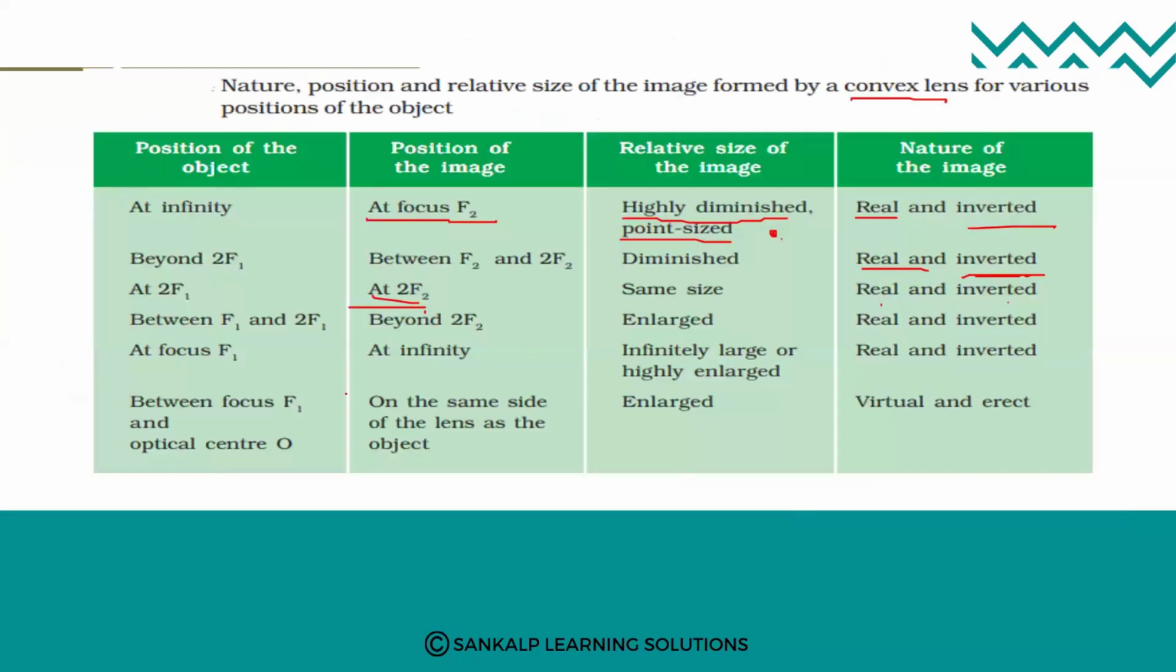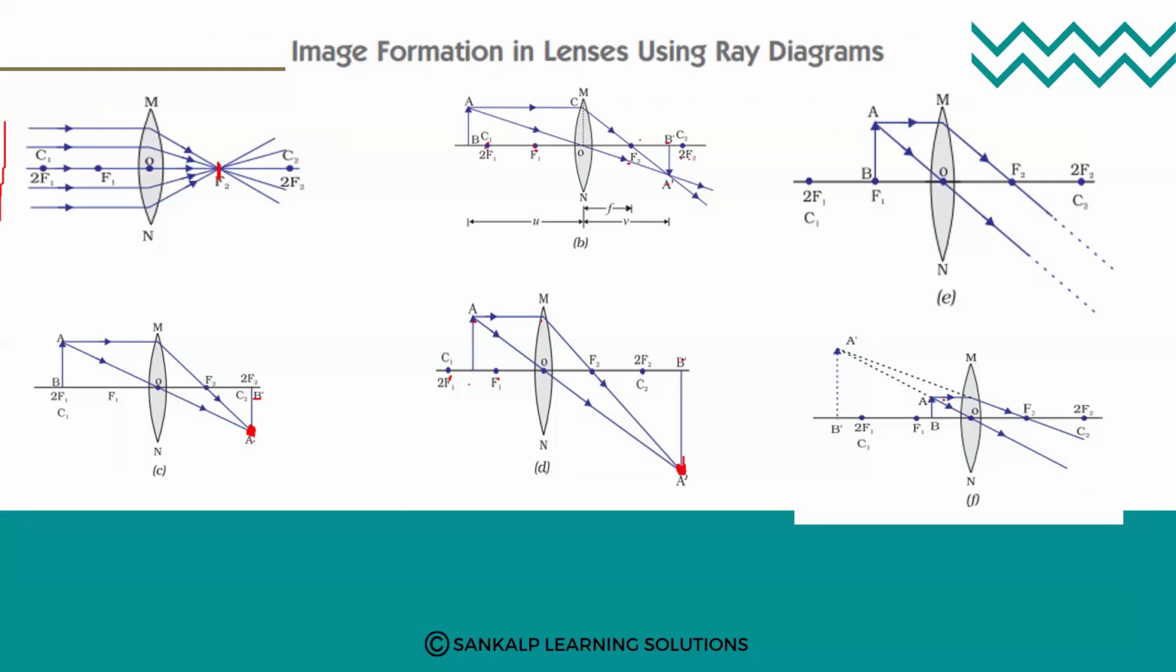Next one, between focus f1 and optic center O. Now you are placing your object between focus f1 and optic center O. That means here AB is our object, right? Now one ray is coming like this and one ray is passing through optic center O. If a ray passes through the optic center O, it goes in the same direction, it does not bend anywhere. So it goes straight like this. Now one ray is like this and one ray is like this. Are they meeting at a point?